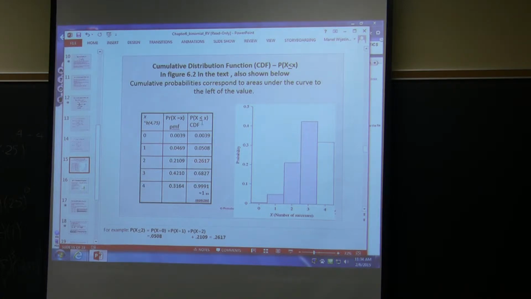Less than or equal to 1 means it can either be 0 or 1. So you have to add this plus this, and you will get this. And then less than or equal to 2 means you add all these 3, but since I have already added these 2, you can add this with this to get that. So I have shown how you get 0.2617. Let me just make this red.